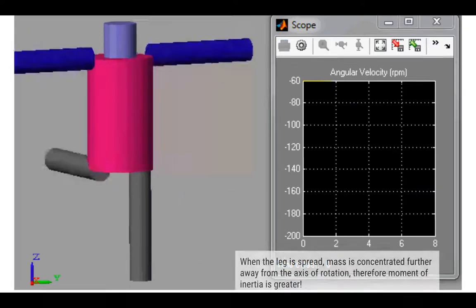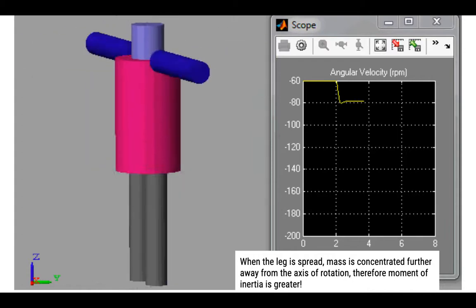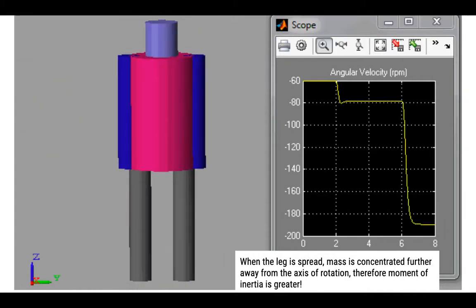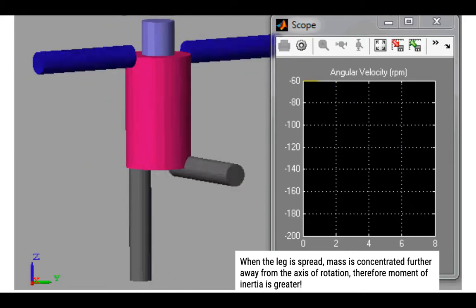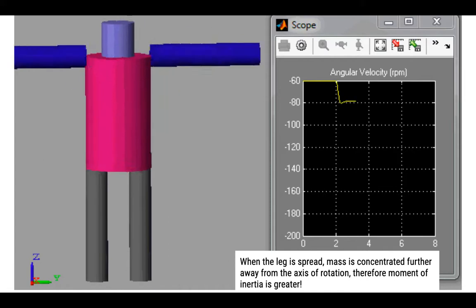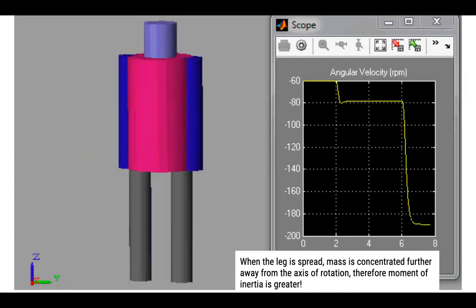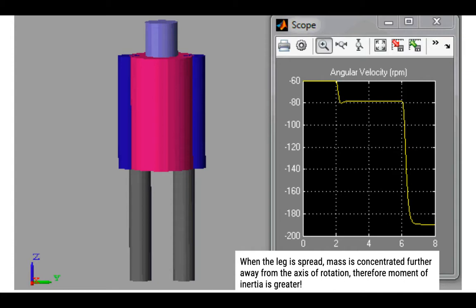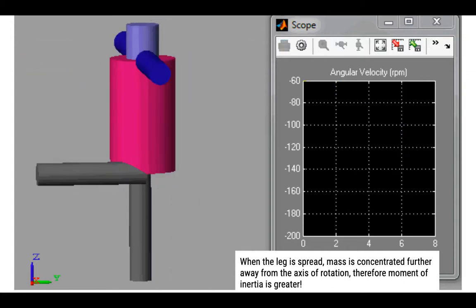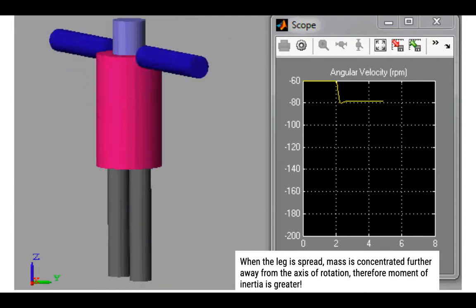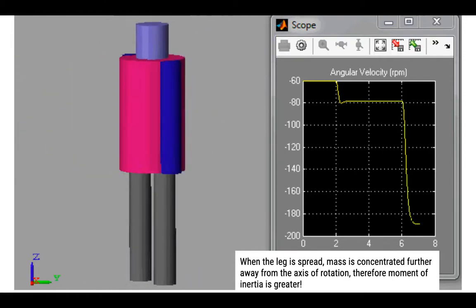When her leg is spread, just like when her arms are spread, her mass is concentrated further away from the axis of rotation. If the mass of an object is further away from the axis of rotation, the moment of inertia is larger. If I is larger, omega has to be smaller if angular momentum is conserved, which in this case we know it is.